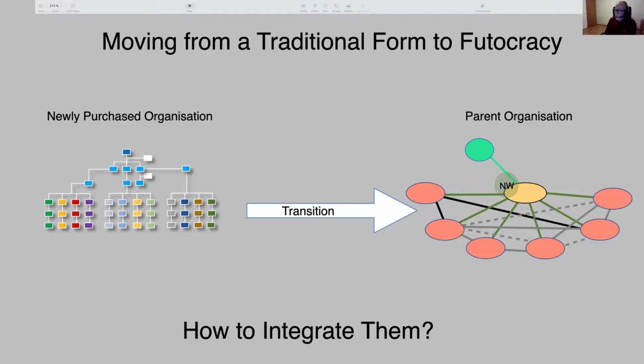Before coming to a conclusion, we will now show you how a process of change or integration can be used to move from a traditional organizational format to that of a Futocratic approach. In this example, we show a situation where an organization using the Futocratic approach has purchased a more traditional company and wishes to integrate it into the main parent organization. But this process can also be used to move from an existing hierarchical traditional organization into a Futocratic one.